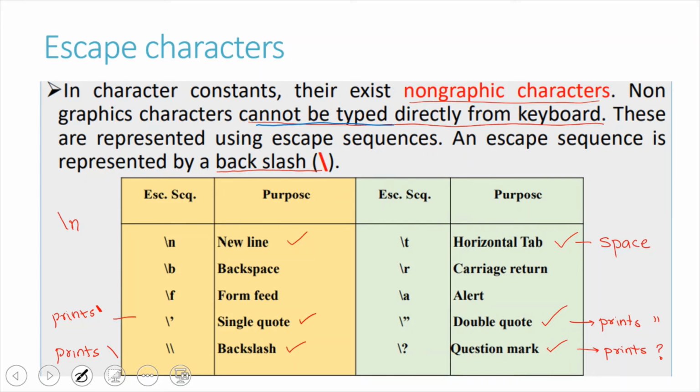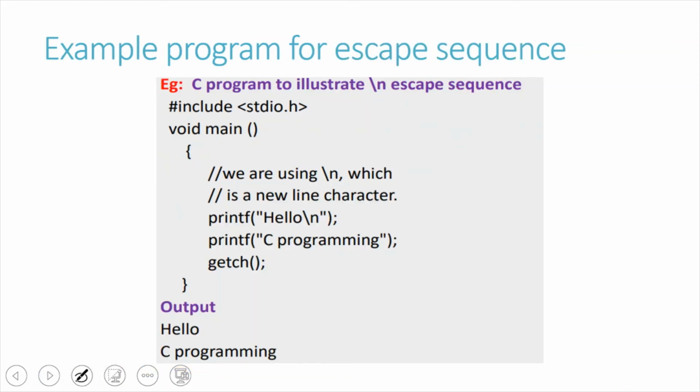Escape characters are characters that cannot be typed directly from the keyboard and will not be reflected onto the screen. So if you have to see that, then you have to give such characters. For example, if you want to print something in a new line as shown over here, then we will do hello. For example, this is a print statement. This is also a print statement. If this escape character \n is not provided, then it will be printed like this: Hello, C programming.